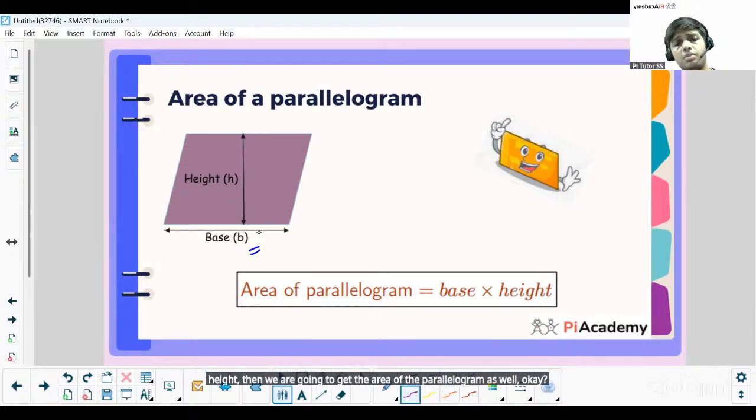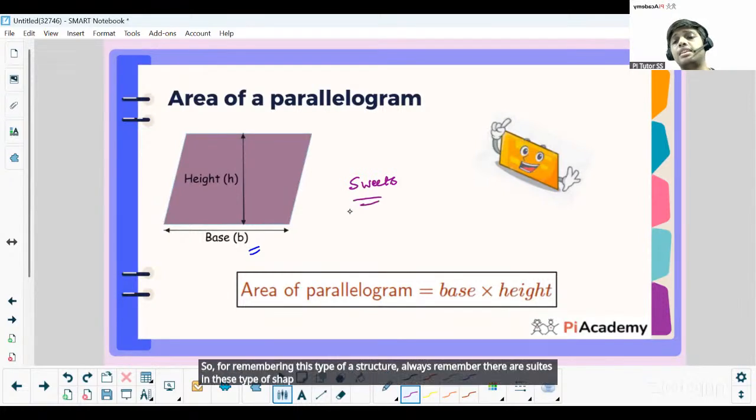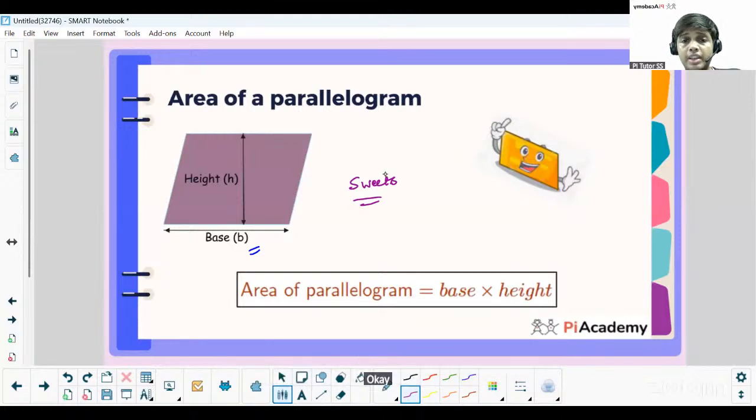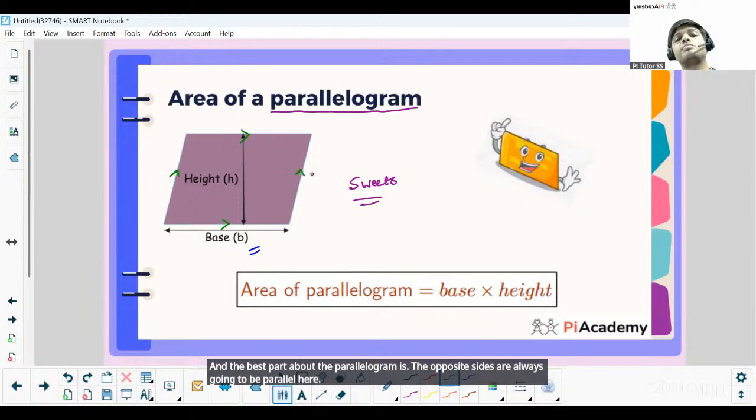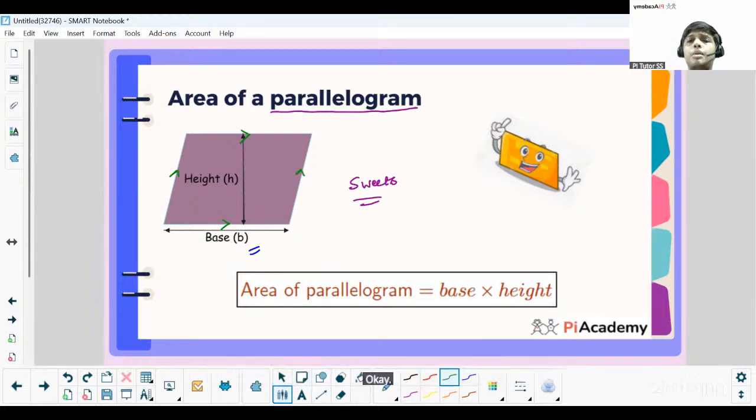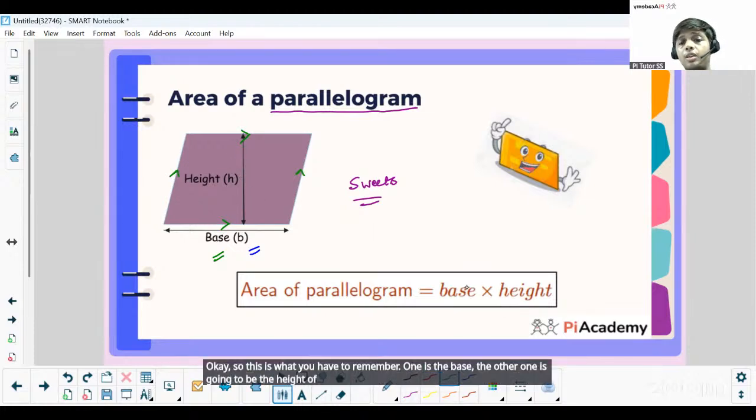For remembering this type of structure, always remember there are suites in these types of shapes that we can see around. So these suites will remind you of the parallelogram, and the best part about the parallelogram is the opposite sides are always going to be parallel here. So this is what you have to remember. One is the base, the other one is going to be the height of the entire parallelogram. And when you multiply both of them together, you get the area of the parallelogram as well.